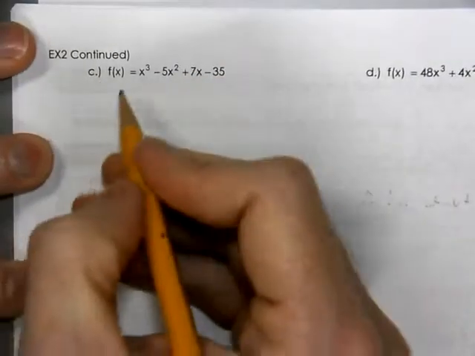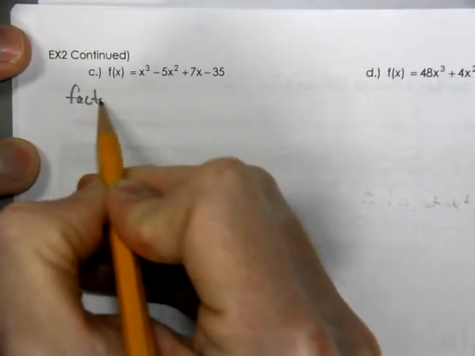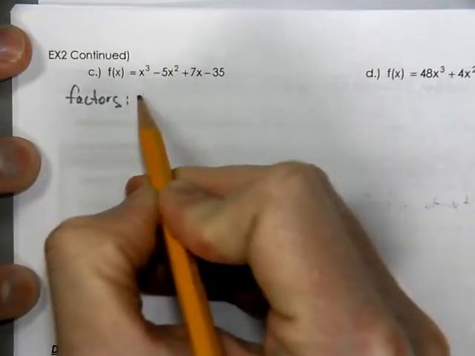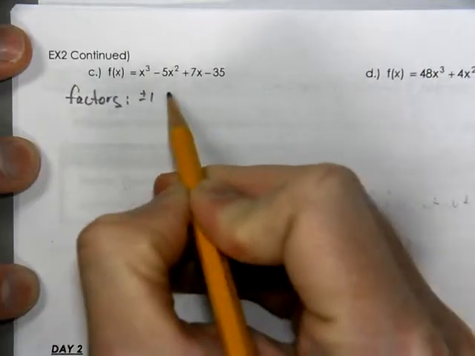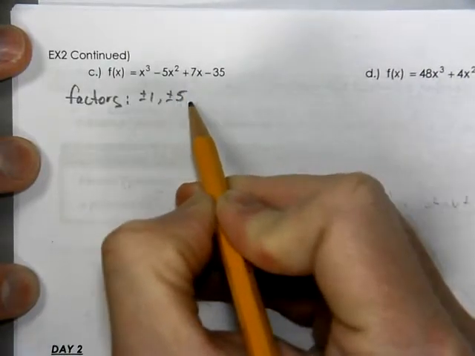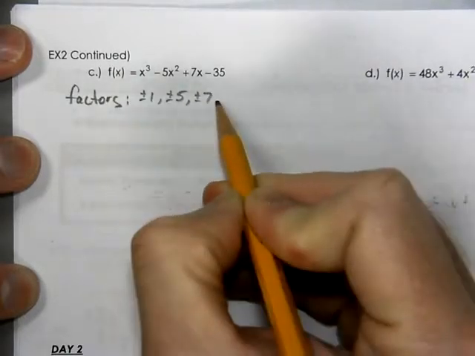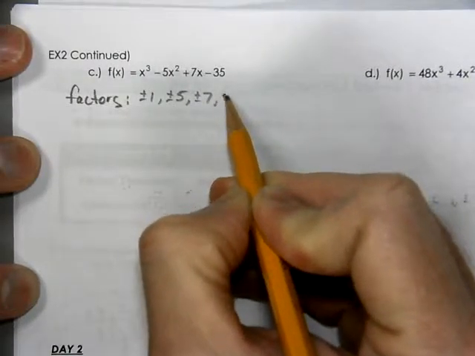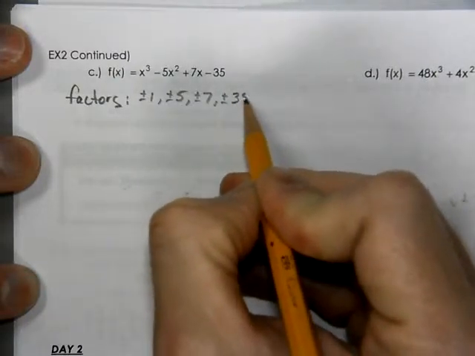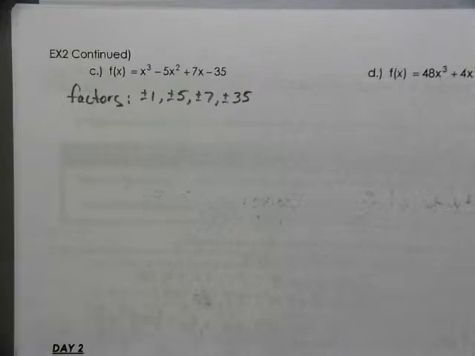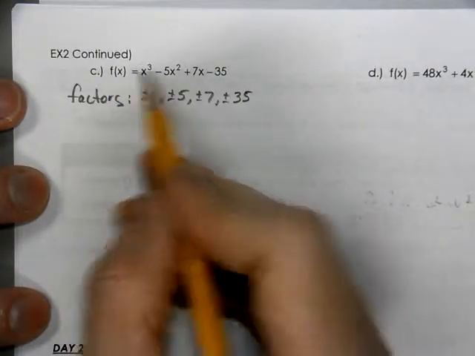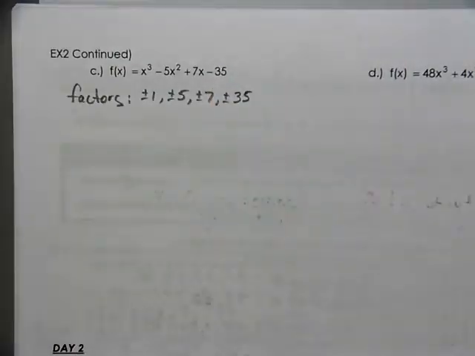So we're going to come to this next one. We're looking for factors of 35. So we have plus or minus 1, plus or minus 5, plus or minus 7, plus or minus 35. Those are the only numbers that are going to go into 35. The denominator, again, would be ones, so we don't have to worry about those so much.